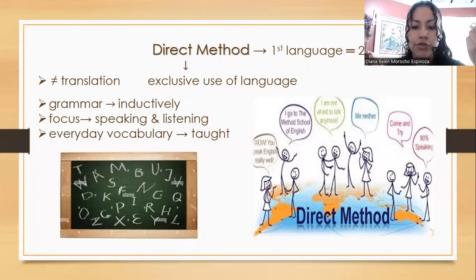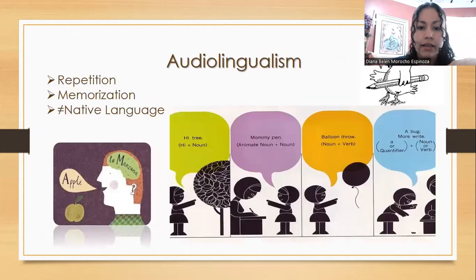All teaching is done using the language to be taught, and grammar is taught inductively. Also, there is a focus on speaking and listening, and only useful everyday language is taught. The other one is audiolingualism, and it prioritizes grammatical patterns. Repetition is the key, as is memorization, and the student is only allowed to speak in the language being learned and not in his or her native language.